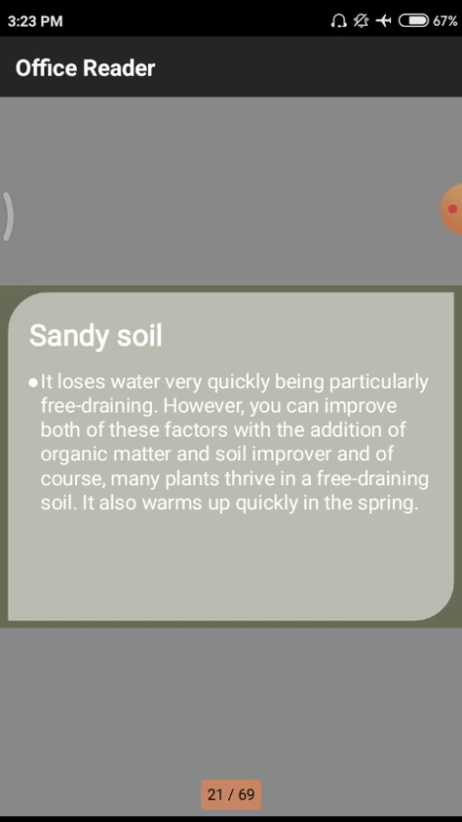That means that it loses water very quickly, being particularly free draining. That means in those kinds of soils, water will not stagnate. Whenever we go to the beach, at the entrance of the beach we have a huge amount of sand, but the water will not be stacked on that sand. Some amount of water will be there as moisture. After that, there is no water in the sand due to these pores.